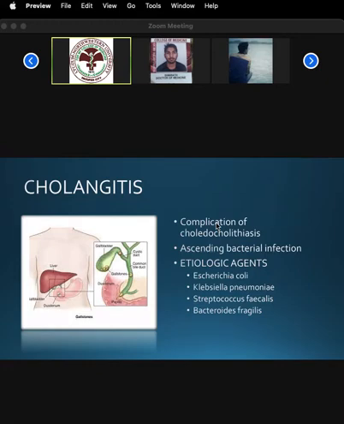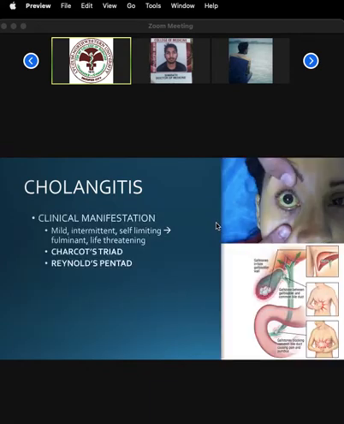And what are the etiologic agents? You have your Escherichia coli, your Klebsiella pneumoniae, your Streptococcus faecalis, and your Bacteroides fragilis. What are the clinical manifestations? The patients may manifest with mild, intermittent, self-limiting clinical manifestations, but they may progress to fulminant and life-threatening manifestations.